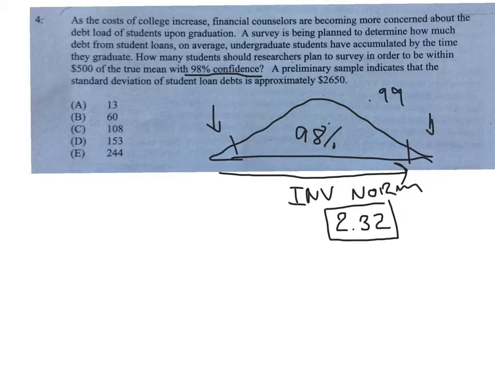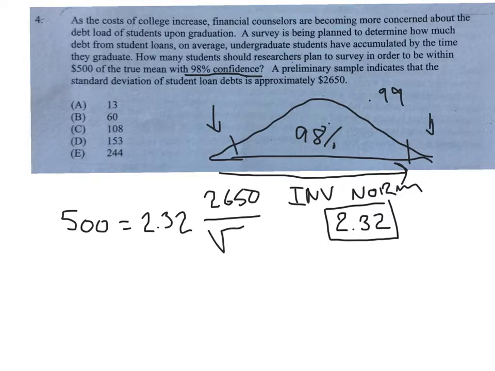Okay, so let's see. Remember when we did problems like this? So we're trying to get within $500, right? We've got our critical value, which is 2.32, and we need the new standard deviation. So we would take the old standard deviation, which is, let's see, 2650, divided by the square root of how many we have. Well, that's what we're trying to figure out. So that's the whole question. Solve for n. If you remember, I think you remember doing these.